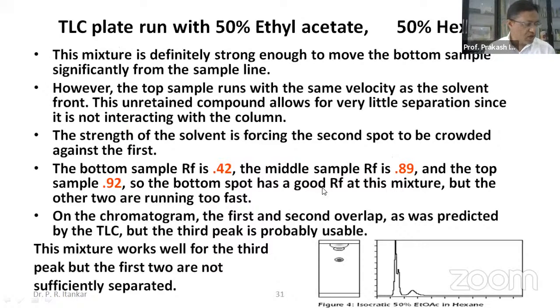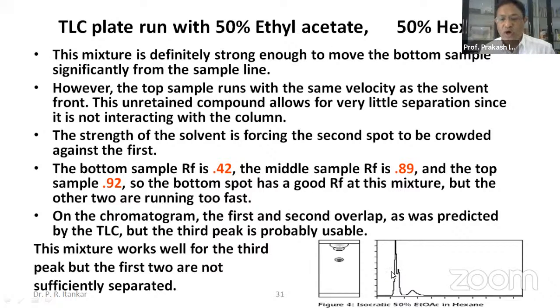Now, what we did is increase it to 50% ethyl acetate and 50% hexane. As a result, you can see on the TLC plate that the first two spots merged with the solvent front. So you have 0.92 and 0.89 as RF values for the first two, and 0.42 for the last. So now the last spot has come into our range of clear separation and identification, and you can see in the form of peaks that the two peaks are merged with each other.